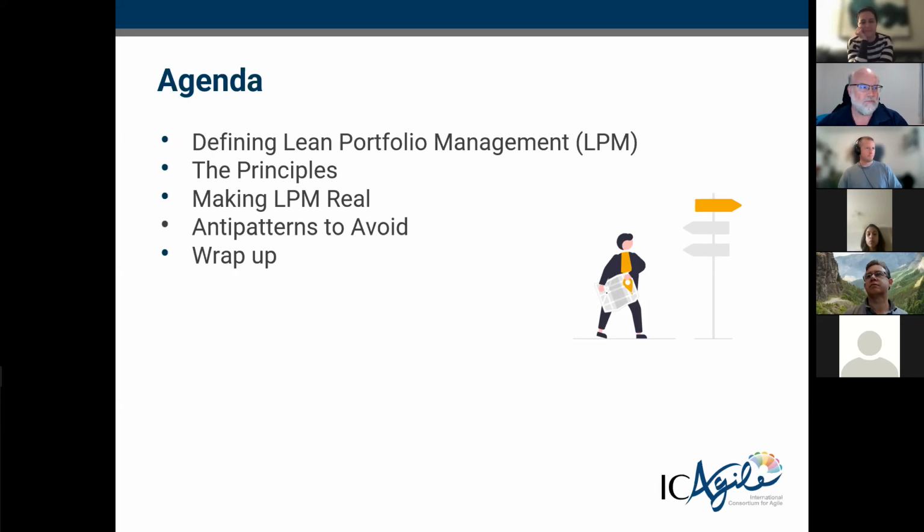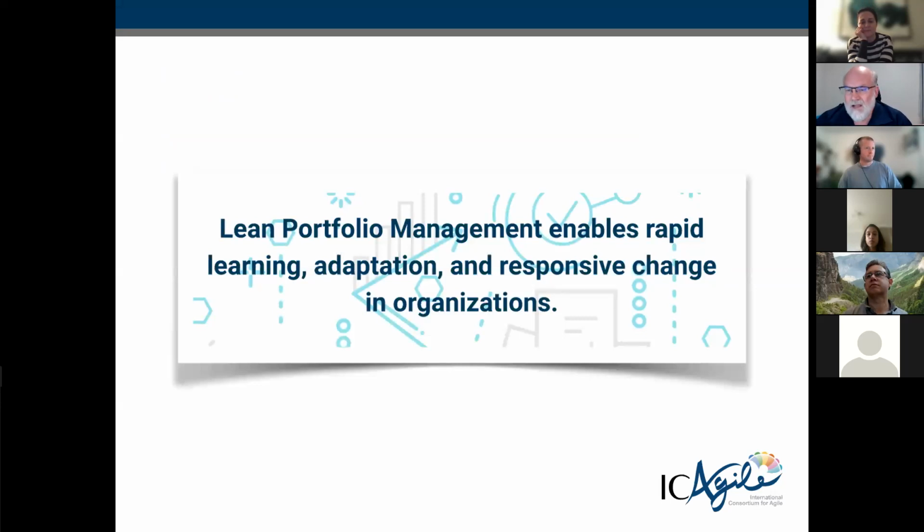So first of all, what is it? This is not the definition of what it is, but it's a very important foundation. It enables rapid learning, adaptation, and responsive change in organizations. And this is not about IT products. This is about the organization as a whole, the portfolio of initiatives, projects, programs, work that is being done, the value streams. A lot of the ideas that came up in the chat definitely are pointing us towards this.